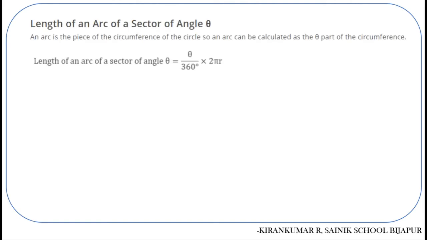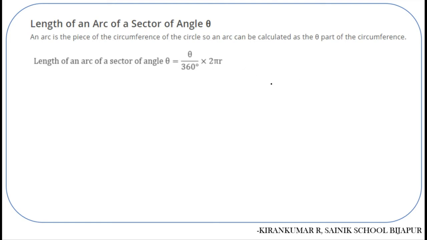What about the length of the arc? The length of the arc of a sector having the angle theta is given by theta by 360 into 2 pi r.